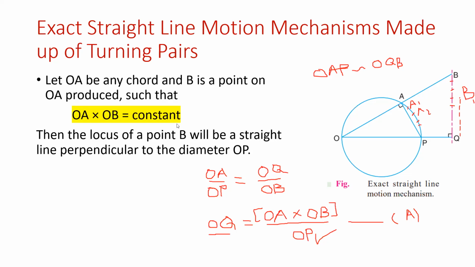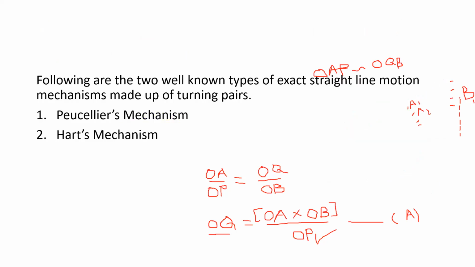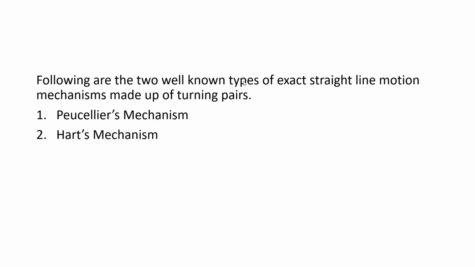Next I will cover the following two mechanisms, which consist of only turning pairs. There will not be any sliding pair, and they give us exact straight line motion of a point. The first one is Peaucellier's mechanism and the second is Hart's mechanism. First we will see Peaucellier's mechanism.